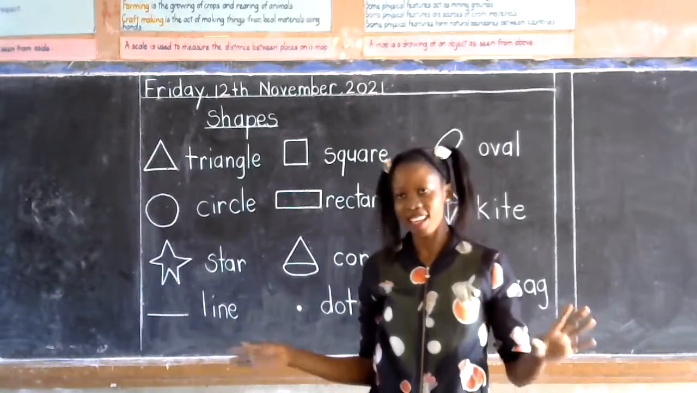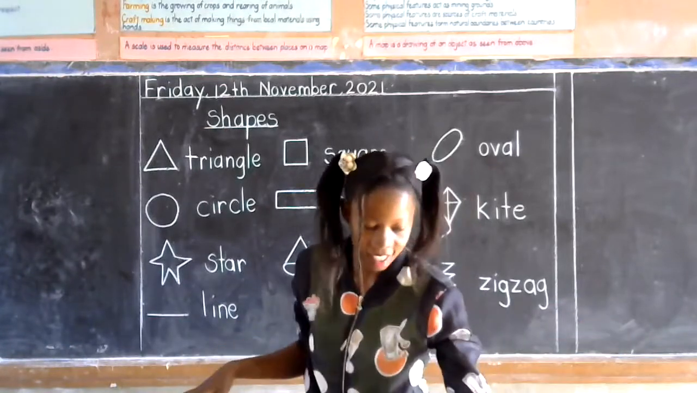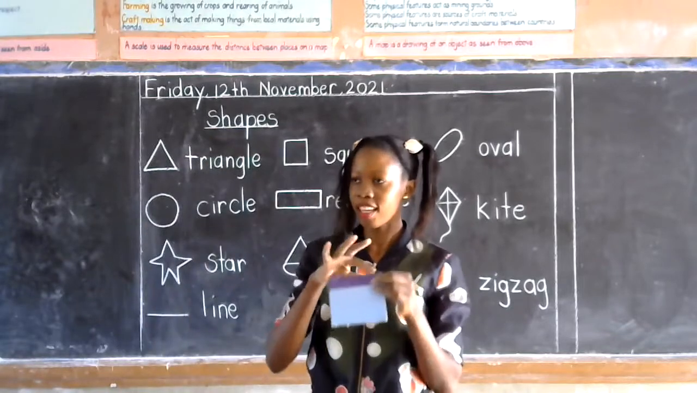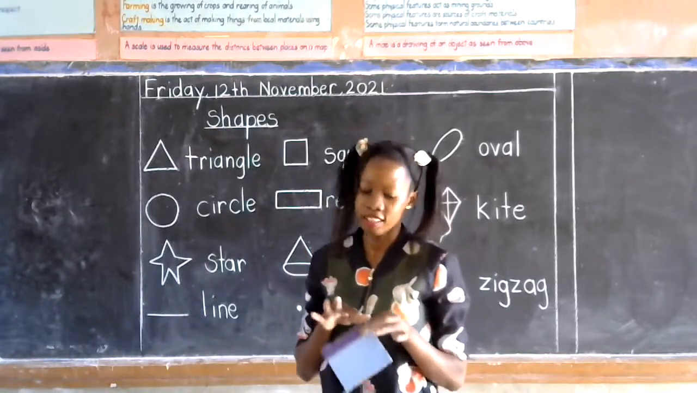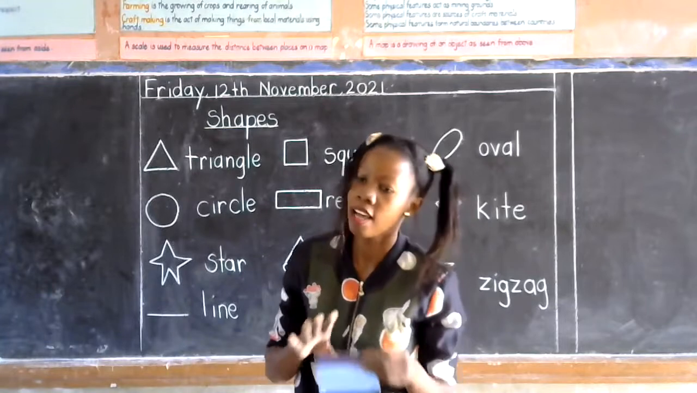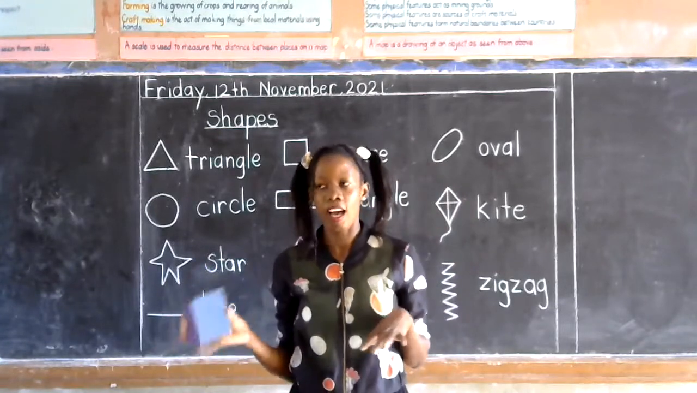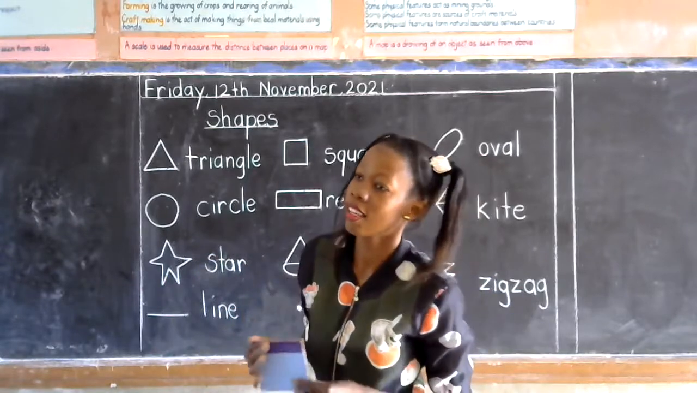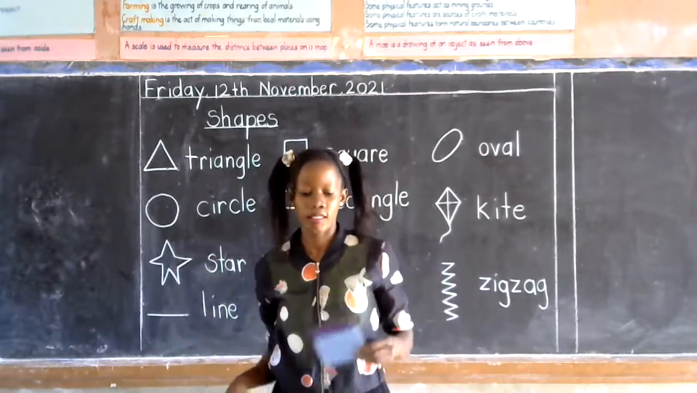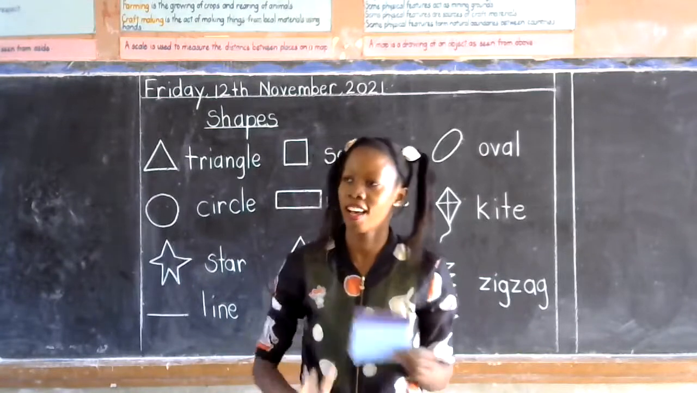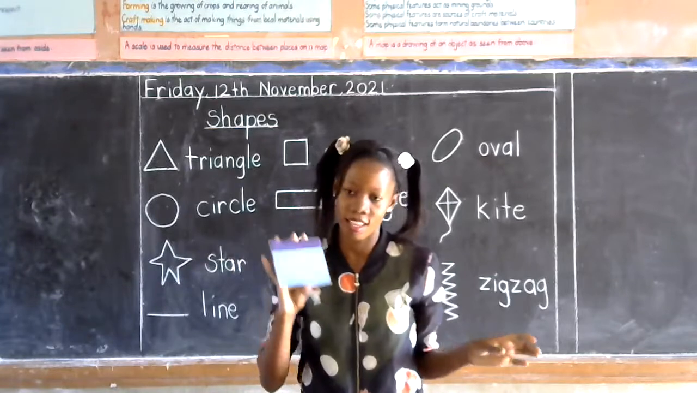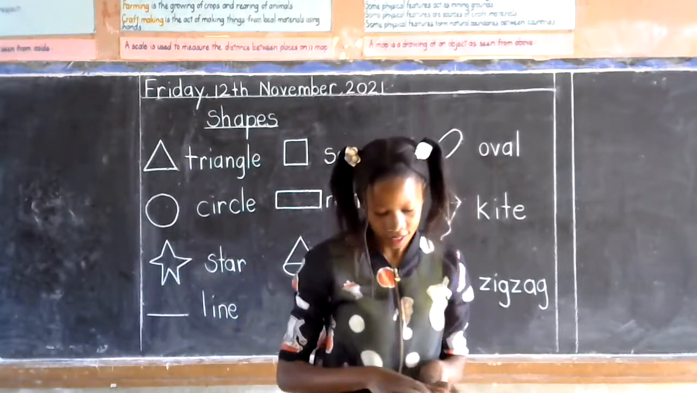A square is like a box. A square is like a box. It has four sides. It has four sides. And all the same. And all the same. A square is like a box. It has four sides. And all the same.